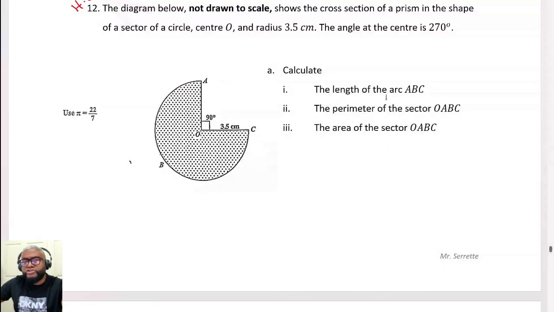So the diagram below, not drawn to scale, shows the cross section of a prism in the shape of a sector of a circle. Center O, radius 3.5 centimeters. Now they went on to tell you that the angle at the center is 270. Let me get to correct F3.